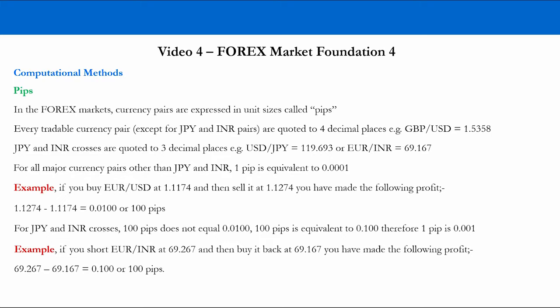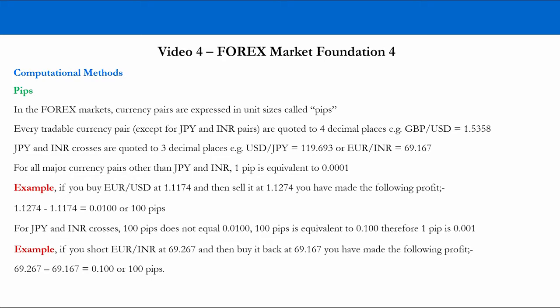So if the currency pair is quoted to 4 decimal places, one unit size, 1 pip, is equivalent to 0.0001. So for example, if you bought euro dollar at 1.1174 and then sold it at 1.1274, you will have made 100 pips profit. So you just minus 1.1174 from 1.1274.